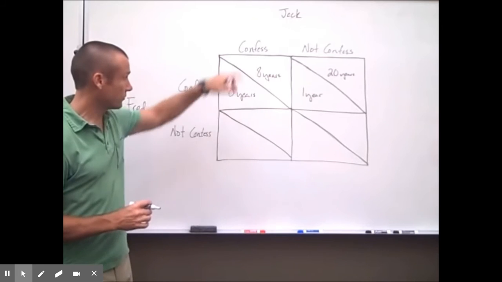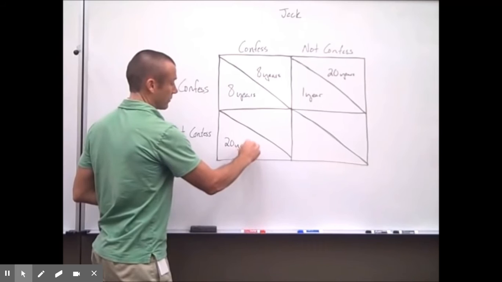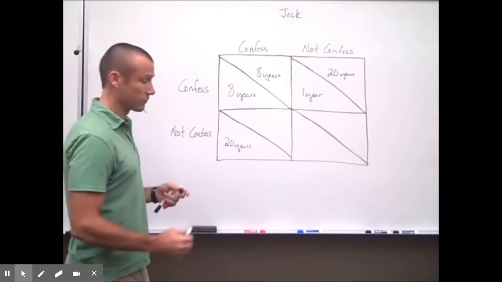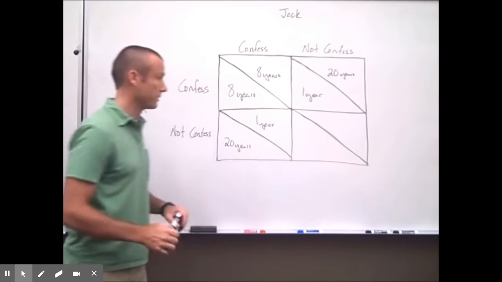This particular square right here, we're going to have the exact opposite. Fred doesn't confess, Jack confesses. Not good for Fred. Fred's going to serve 20 years. And Jack, for confessing, turning state's evidence, they're only going to put him away for 1 year.